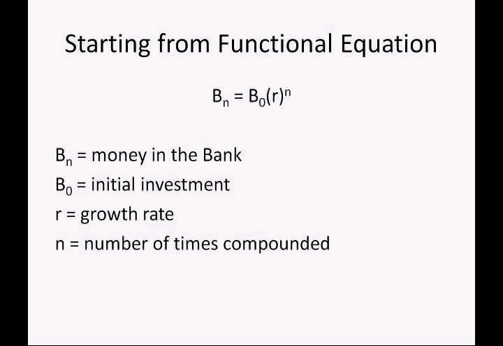So what we're going to do is start with the same functional equation that we had for all geometric models, and that's when we went over it in class today. You start with what you want to know: how much money am I going to make after a certain amount of time with a certain growth rate. So that's pretty easy because we've got our money in the bank, and that's our B sub n. We have our initial investment, that money that we start off with, and that's B sub 0.